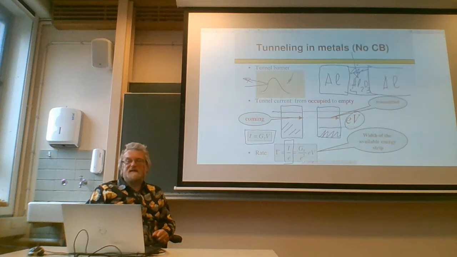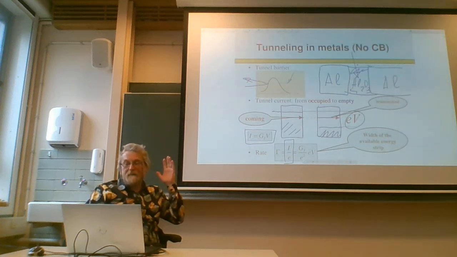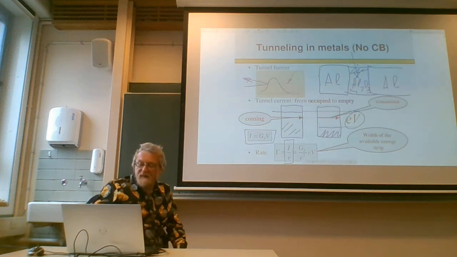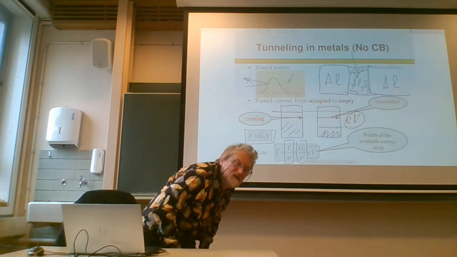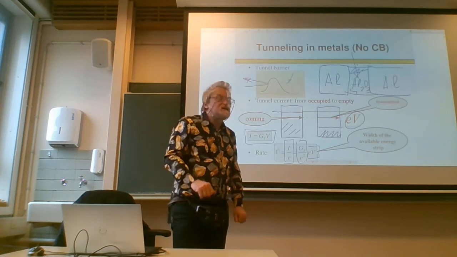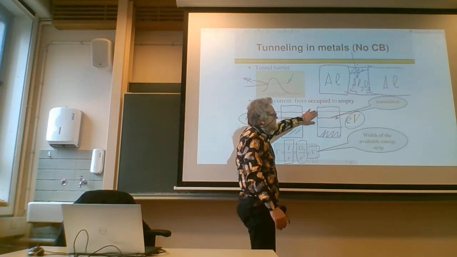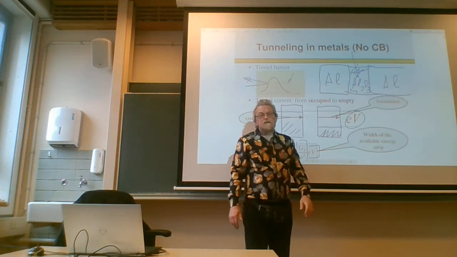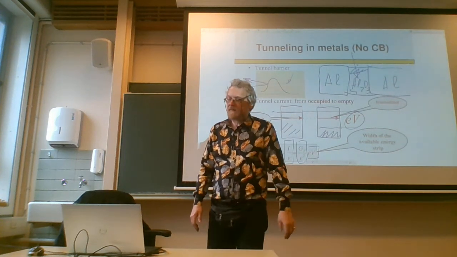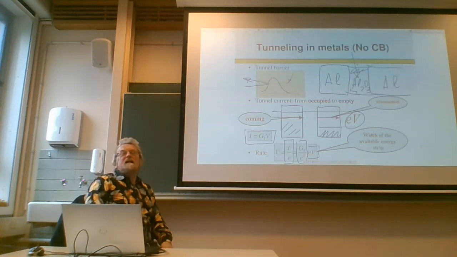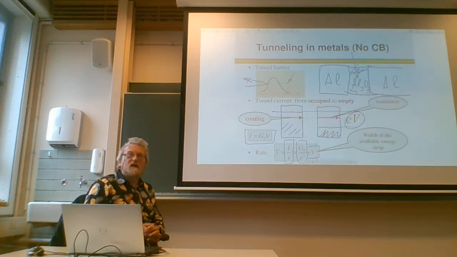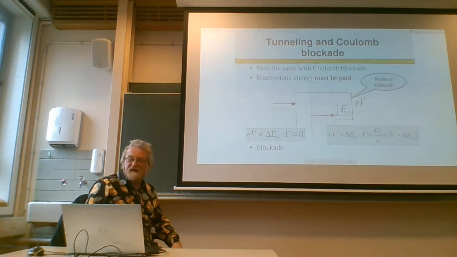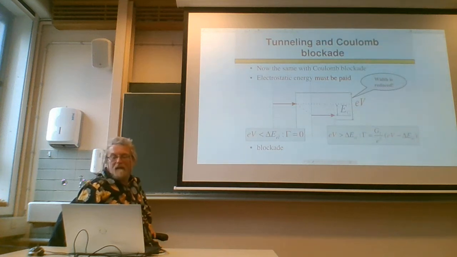So we can express the rate in terms of conductance of the barrier and voltage. This voltage difference one associates with the width of the strip available for tunneling. The wider the strip, the more transfers we have. Good. Let us modify it for the presence of charging energy, and it appears to be a very simple task.